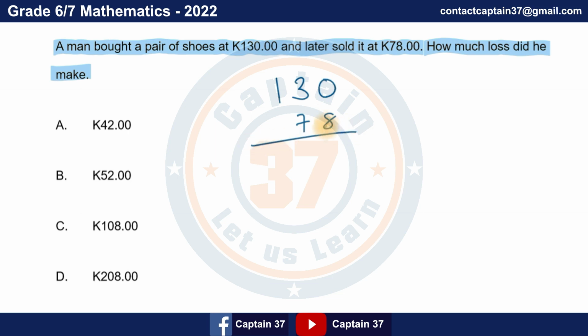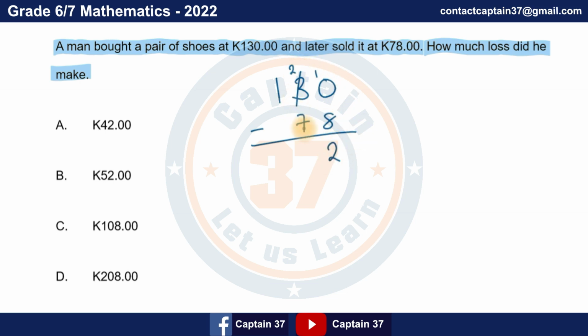So we subtract this 78 from 130. 0 minus 8, it can't. So we are going to get a 1 from this 3. When we get a 1 from this 3, it is going to become 2. And that 1 will come here. This 1 with this 0 becomes 10. So 10 minus 8 is 2.